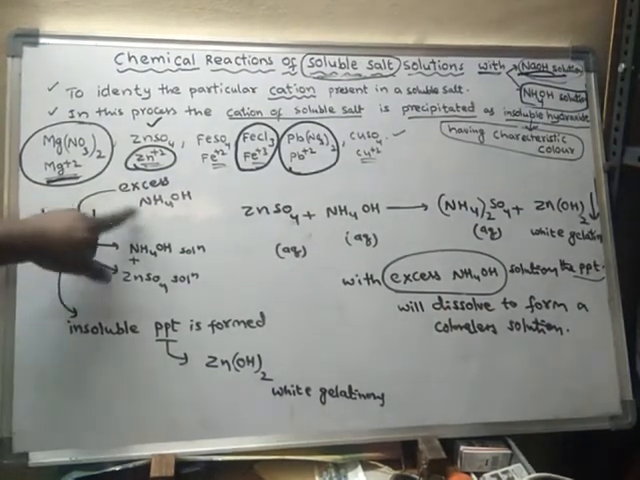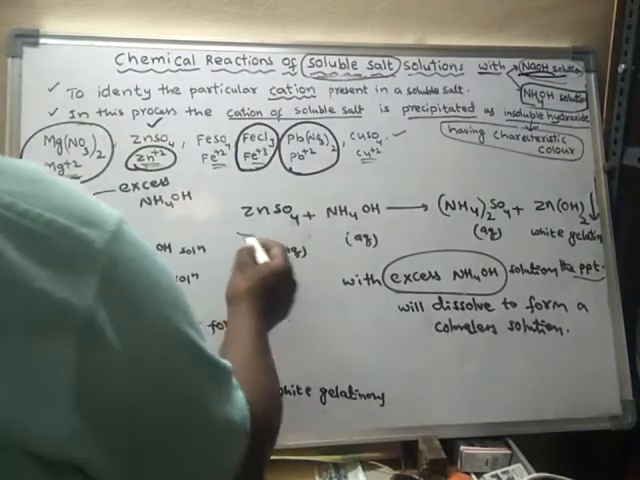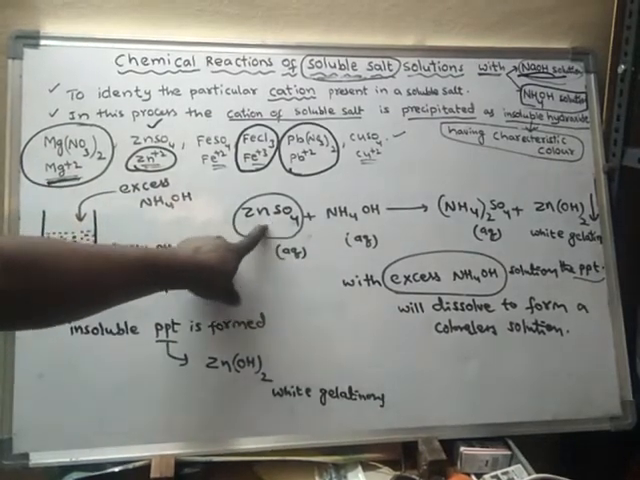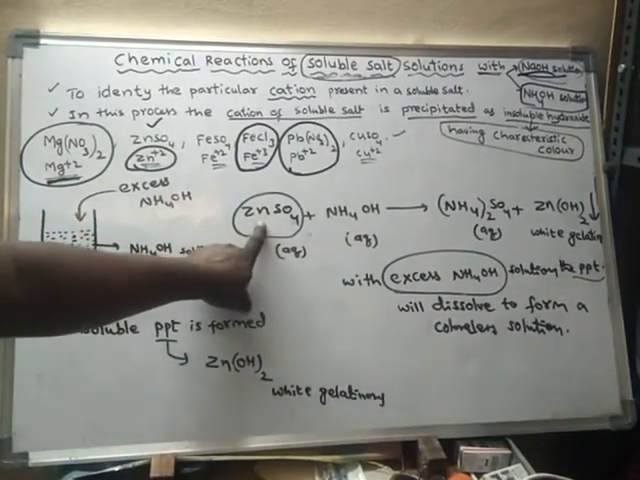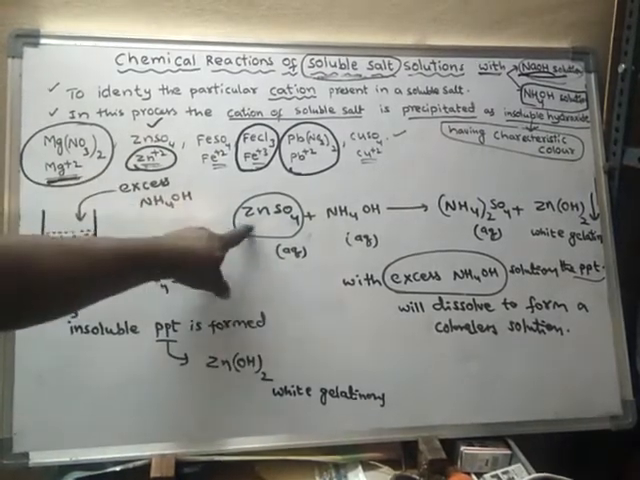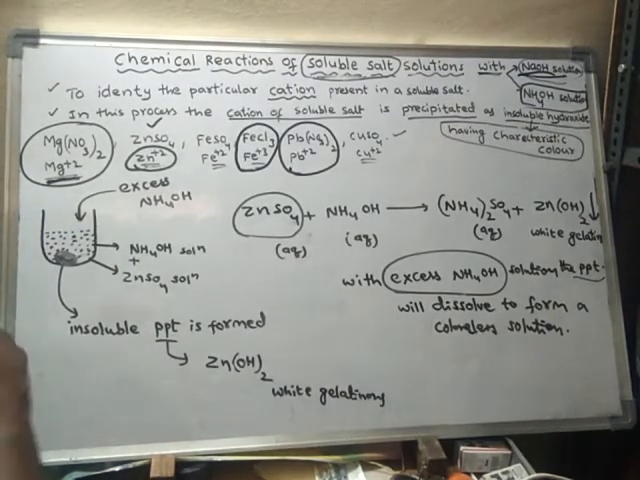So from this it is understood, as the precipitate formed is a white gelatinous precipitate, and this precipitate is soluble in excess amount of ammonium hydroxide, that the given soluble salt is related to zinc, and the ion present in that soluble salt is zinc ion. So by this process we can identify the given salt.